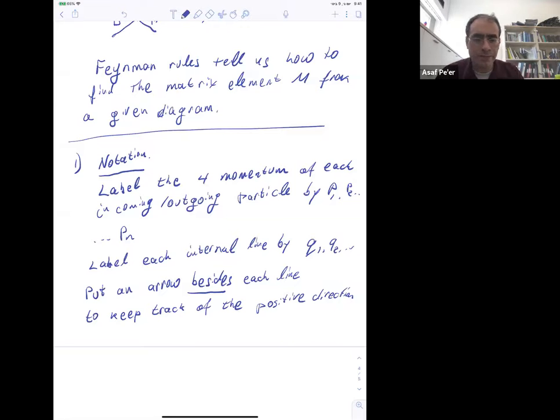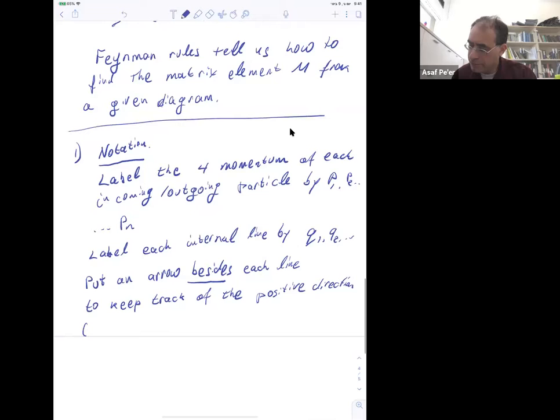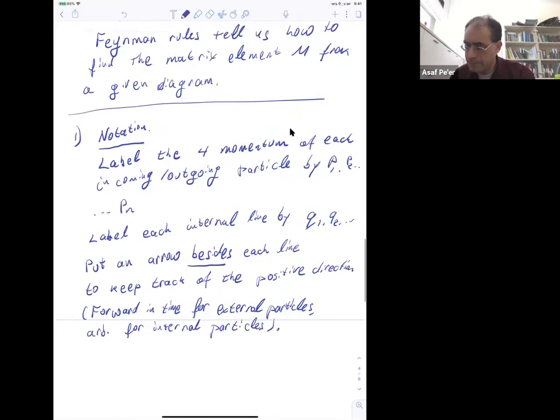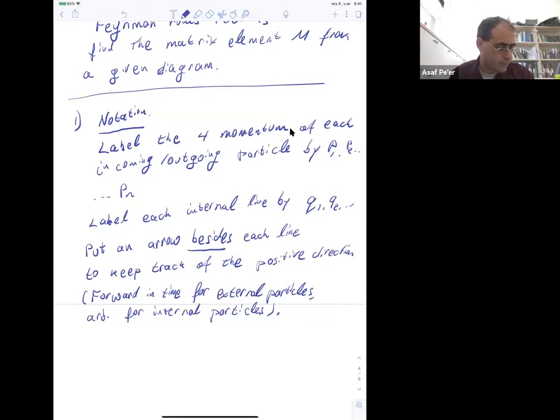It's always forward in time for external particles, and it can have an arbitrary direction for internal particles, but it just has to be there. Okay, that's a simple rule.